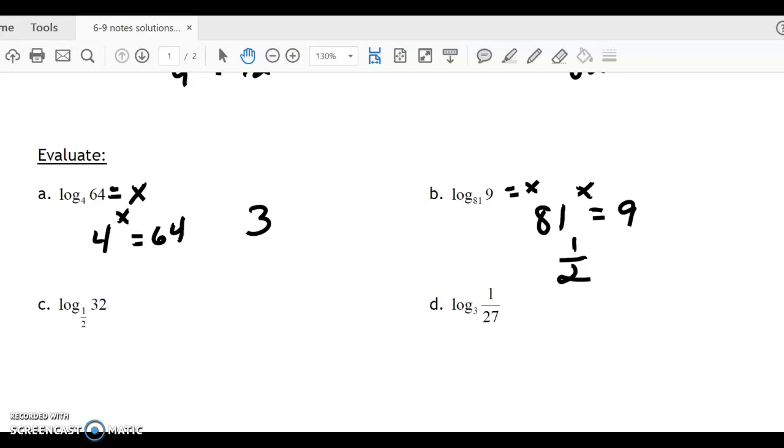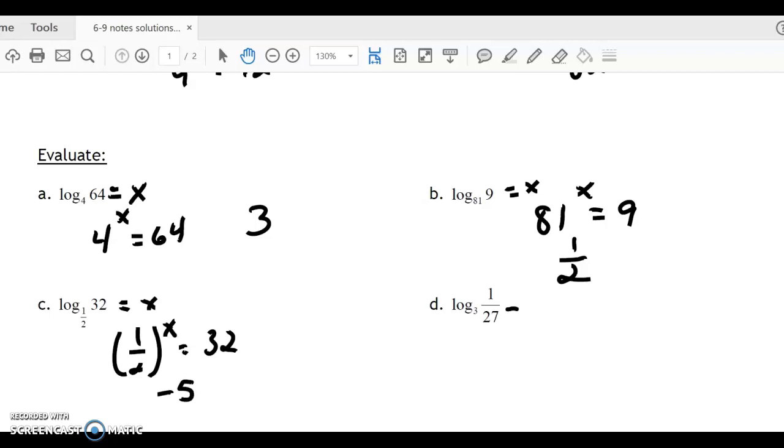The log base 1/2 of 32. So again, rewrite: 1/2 to the x power. Make sure you put it in parentheses if you're using this notation, equals 32. Well, we know 2 to the 5th equals 32, but we need the 2 to kind of be the reciprocal. So we can just simply say -5 would be our answer.